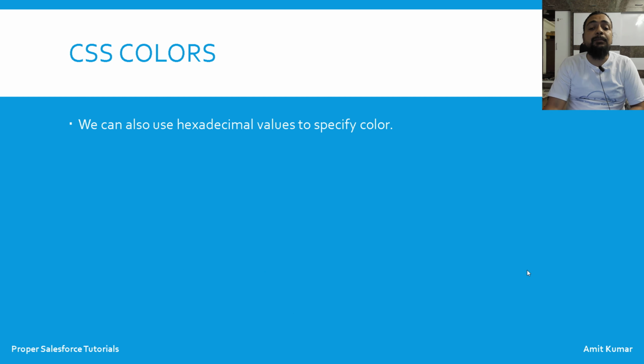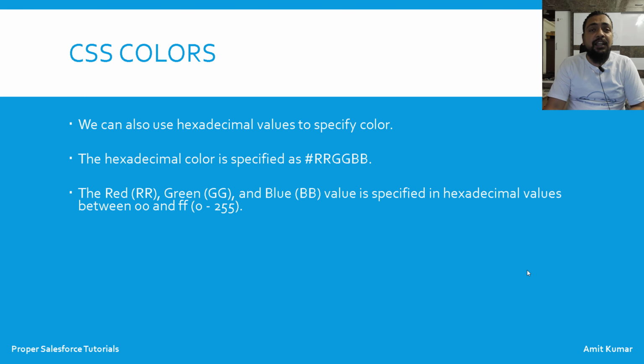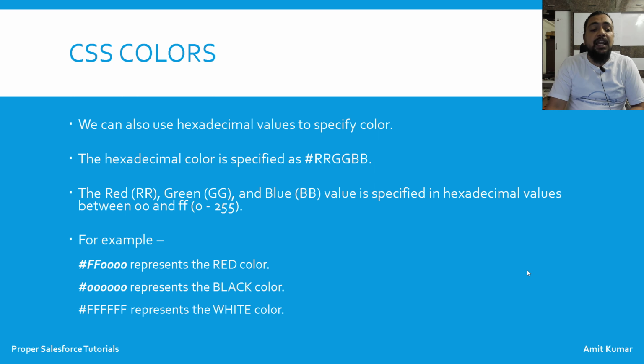We can use hexadecimal values to specify color. The hexadecimal color is specified as hashtag RRGGBB, where each value, red, green and blue, is specified using hexadecimal values ranging between 0 to FF, that is nothing but between 0 to 255. For example, hashtag FF0000 represents red, hashtag 000000 represents black, and hashtag FFFFFF represents white.